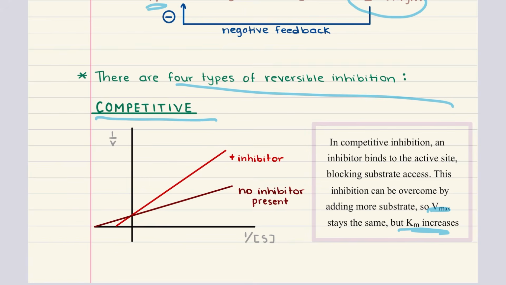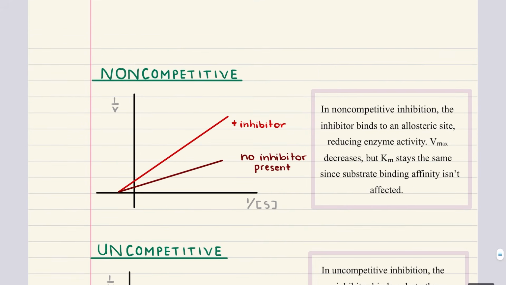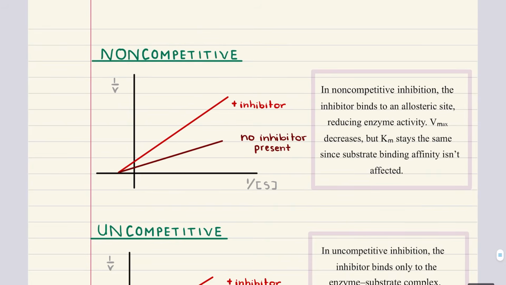So on a Lineweaver-Burk plot, lines are going to intersect on the y-axis for competitive inhibition because Vmax stays the same while Km increases. Next is non-competitive inhibition.